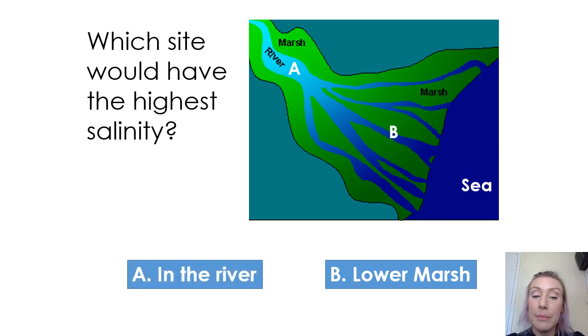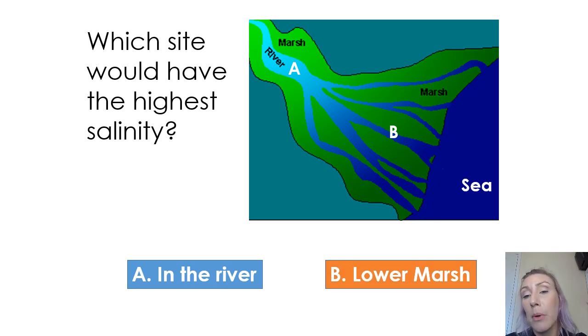Okay, next one. Same scenario. So remember, this is a river, which is fresh water, and it is flowing into the sea. Which site would have the highest salinity? Salinity is a measure of how salty something is. So which one would you think it would be, in the river or the lower marsh? It is the lower marsh.